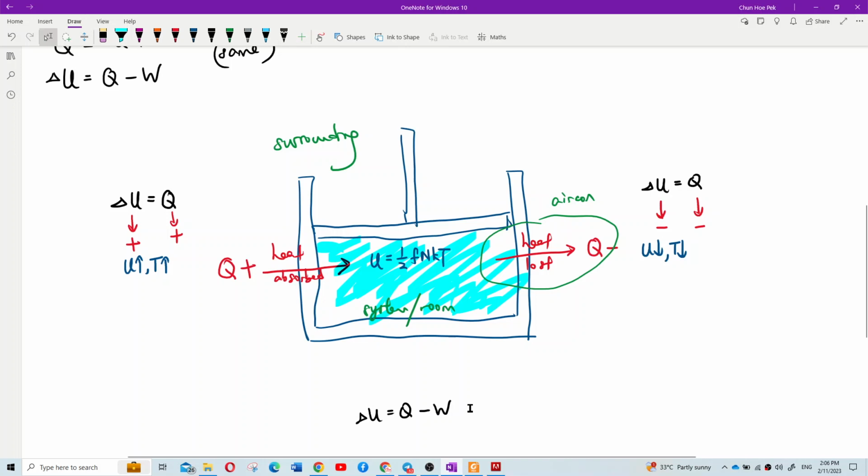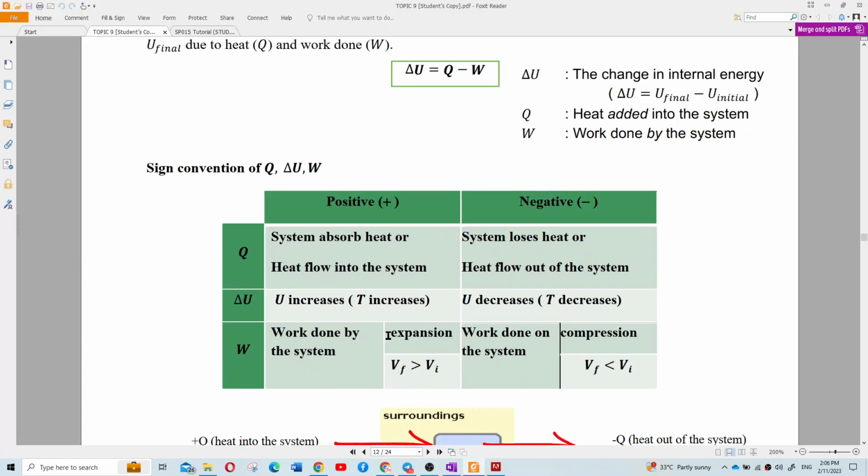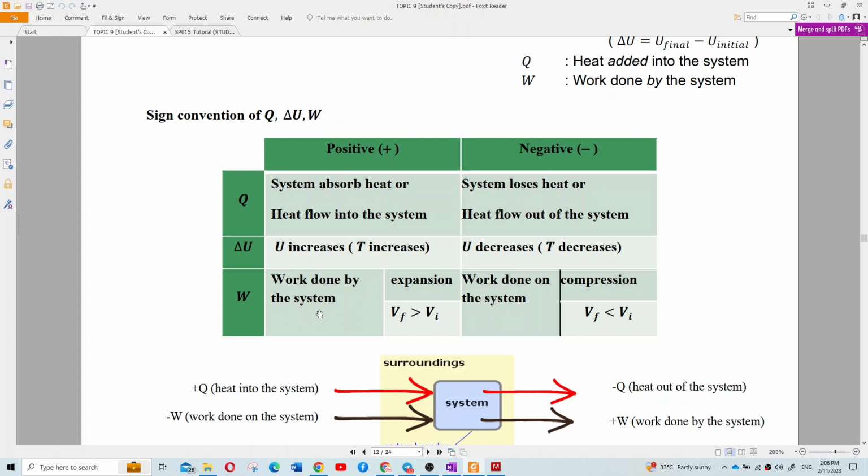Let me write something over here. Heat: Q positive means heat absorbed into the system. This one is heat loss to the surrounding, Q negative. Now, work done. Work done has two types. Work done by the system, which is expansion. Work done on the system, which is compression.